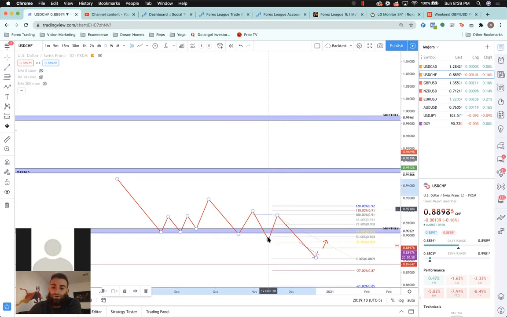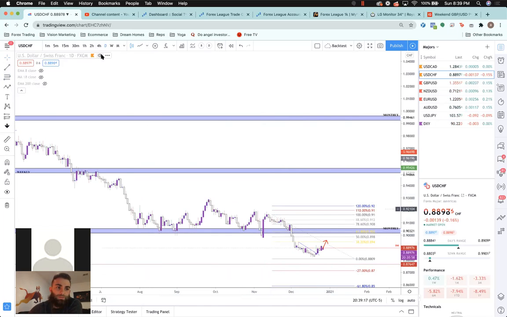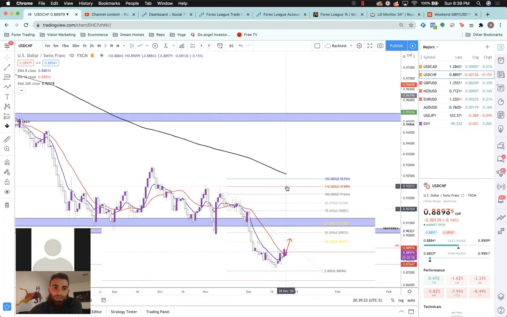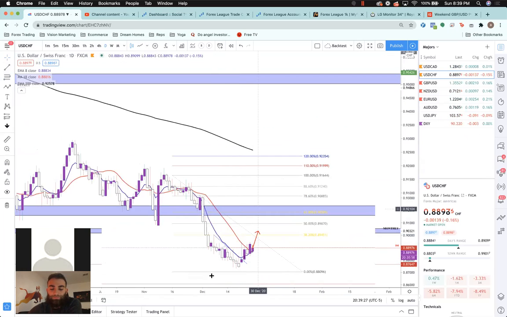And we're just going to take this off. We're going to take this off. And now we're going to bring everything back on. Boom. So this is currently where we're at. This is market structure, daily time frame. We're currently in a downtrend. We're on this pullback though.